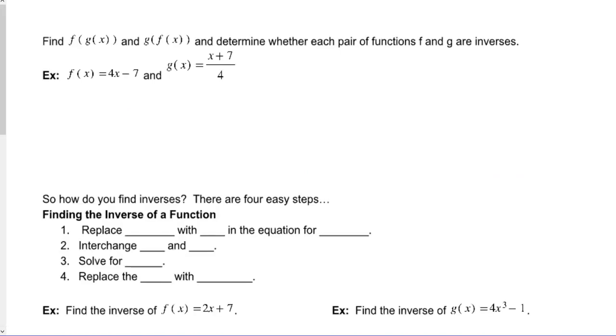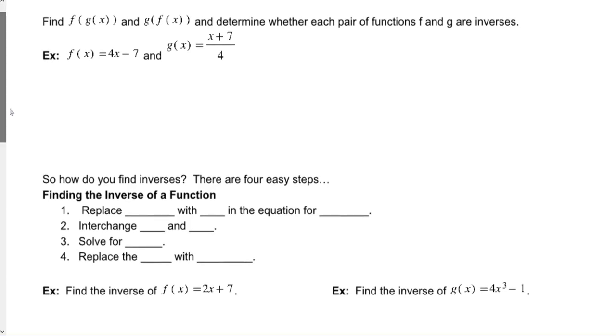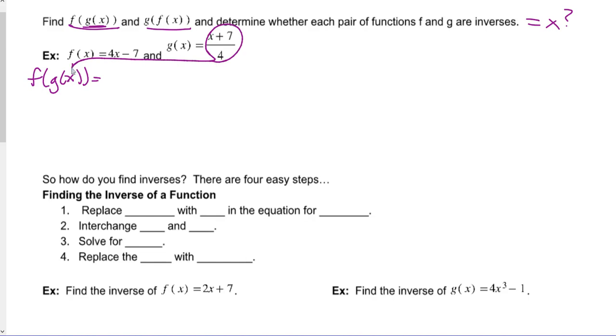All right, moving right along. So we have to confirm both compositions, this and this, have to equal x if these two functions are inverses, okay? So we need to find these compositions and determine whether each pair of functions f and g are inverses. So basically, if they're inverses, are they equal to x is what we're looking for. All right, so this is where our composing in the last section is going to help us out. For f of g of x, I need to take the g function and place it into the f function.